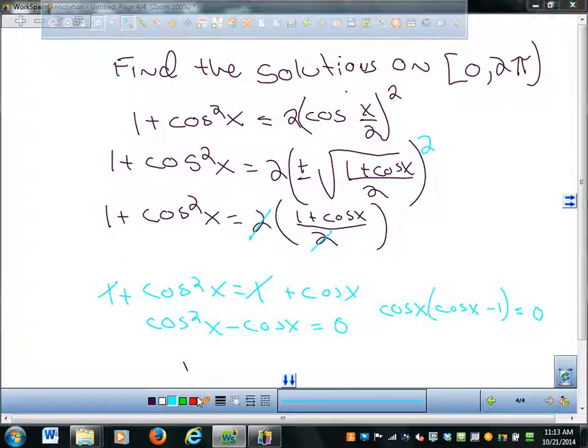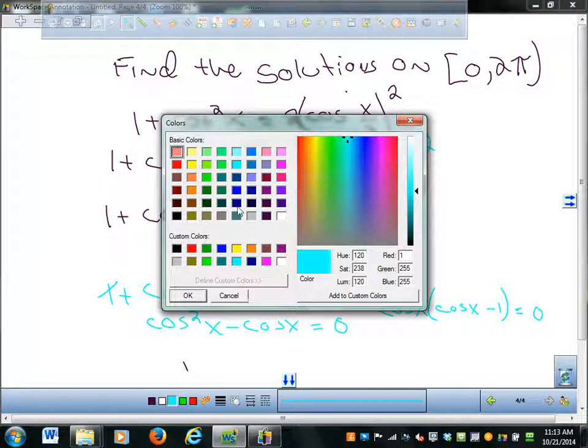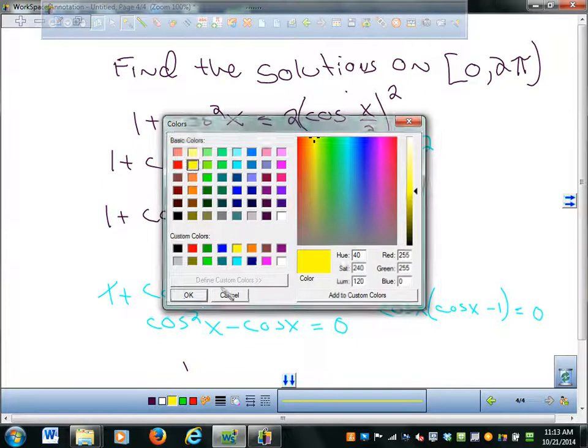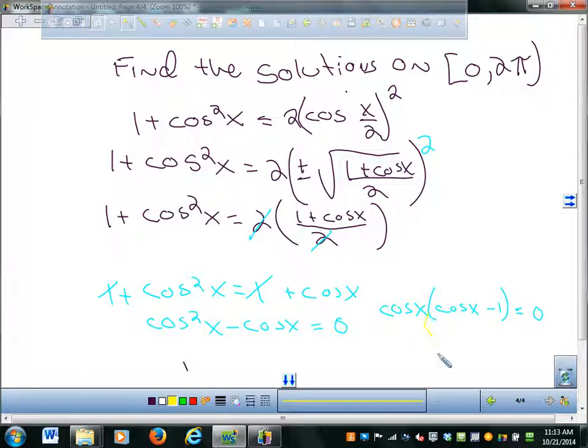And then I draw a little squiggly line. Whoops. Ooh, let's try a different color. How about this green color? Ooh, that's really good. That's frog green. Okay? So we get cosine x equals 0, or cosine x equals 1, right?